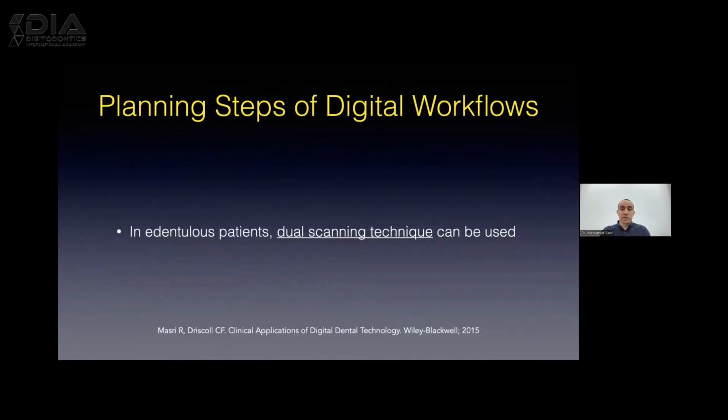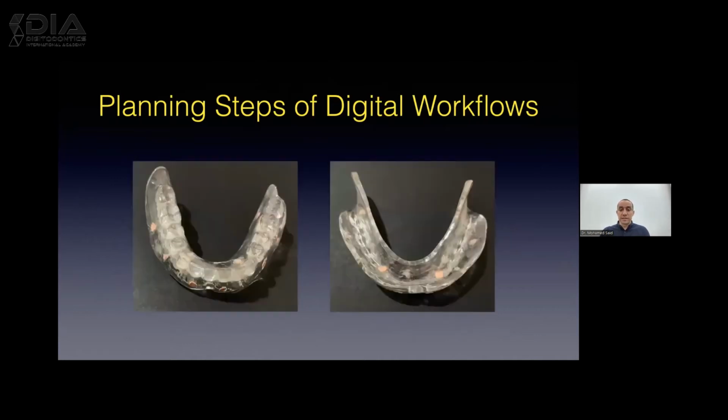In edentulous patients, we usually implement the dual scanning technique. So what is the dual scanning technique? We first start with doing a regular denture for the patient, and we always have many edentulous patients in our department here in Mansoura University. What we usually do is a regular denture first. And if the patient accepts to go for a 2-implant overdenture, we start duplicating our denture with acrylic resin.